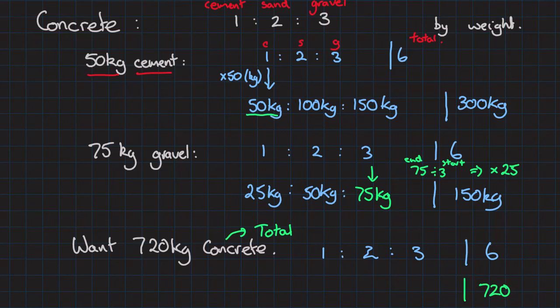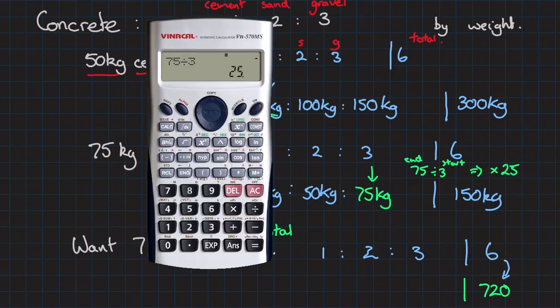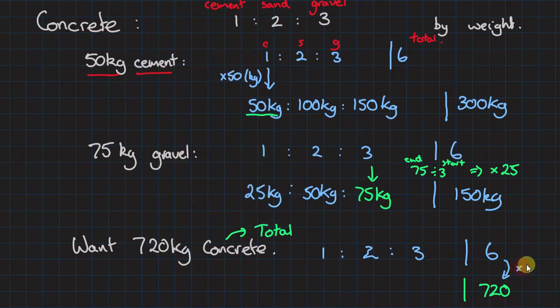How do I change 6 into 720? Grab my calculator, ending at 720 divided by the start of 6 gives me a multiplying factor of 120 kilograms. So that means I need cement 120 kilograms, 240 kilograms of sand, and 360 kilograms of gravel.